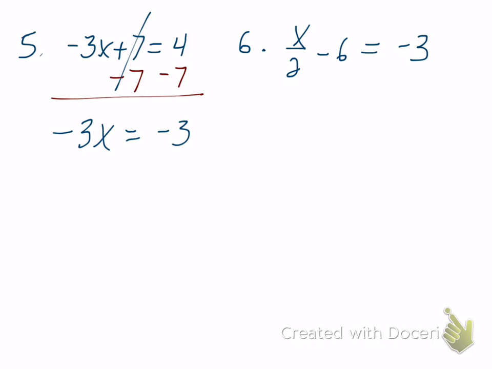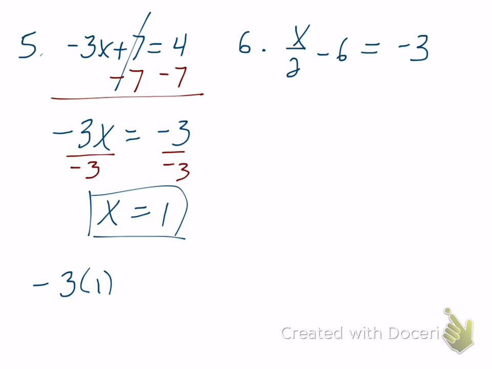Here we're going to have to do the opposite of multiplication by negative 3. That means we're dividing by negative 3. And so we are going to get x is equal to 1. How'd you do on that one? Let's see, negative 3 times 1 plus 7 should equal 4. Well, that's negative 3, and negative 3 plus 7 does equal 4, so that does work.